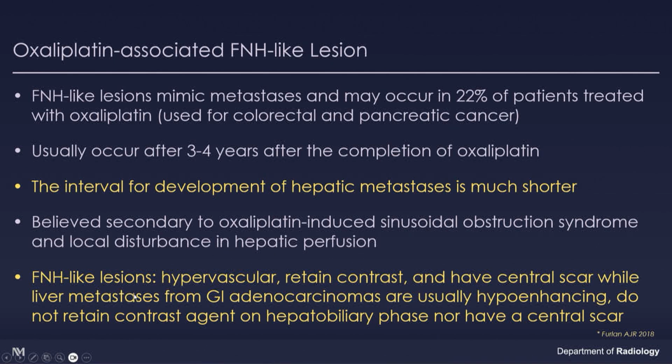These are FNH-like lesions. They tend to be hypervascular. As I mentioned, they retain the contrast. You want to look for that central scar. While liver mets from, as I mentioned, GI adenocarcinomas tend to be hypoenhancing, don't retain the contrast, and generally, unlike the other example that I showed you, they don't tend to have a central scar.